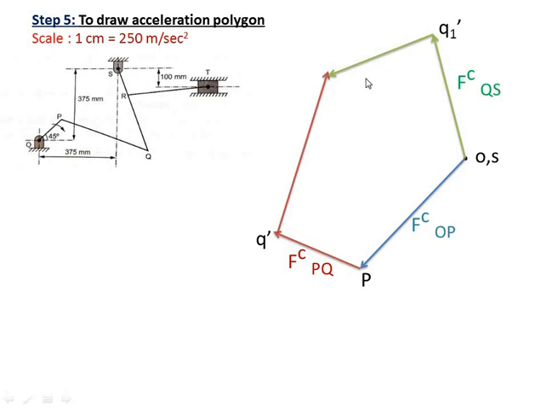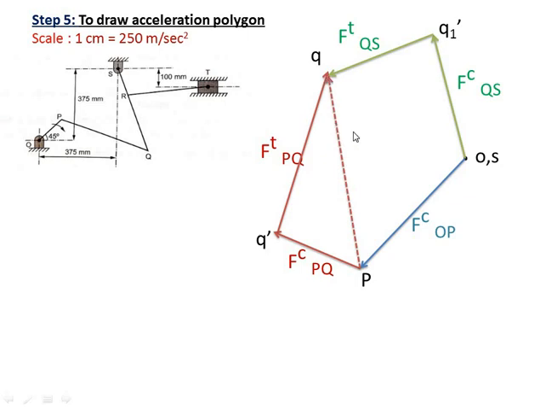And where these two intersect, it will give you Q. So how to locate Q? Locate the tangential of PQ, locate the tangential of SQ. Where these two intersect, it will give you point Q. Now this is the tangential of PQ, this is the tangential of QS. The intersection gives you the final point Q.